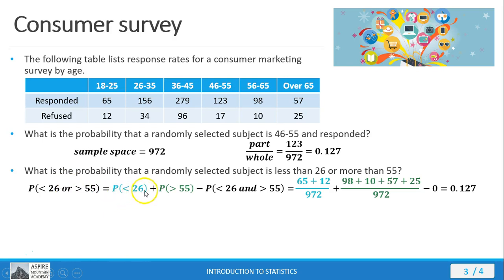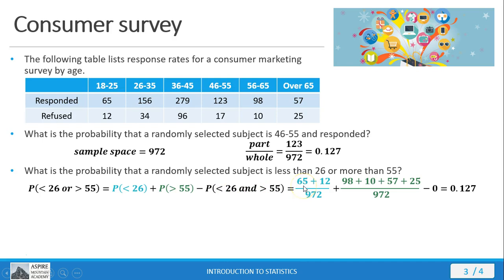So we're going to take the probability of the first one, which is less than 26, plus, that's for the or, translates into a plus sign, the probability that you're more than 55, and then we're going to subtract out the instances where they're both crossing over because we want to avoid the double counting.